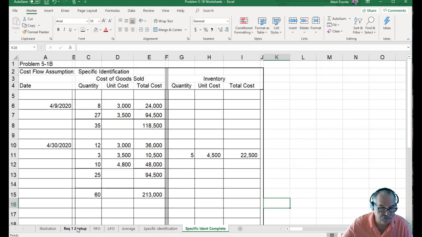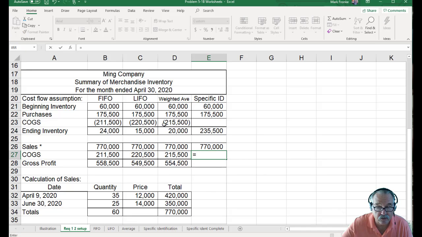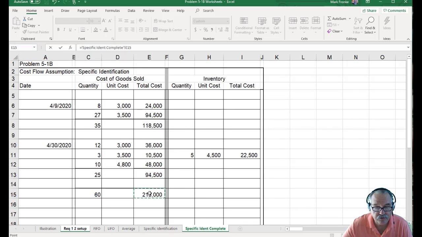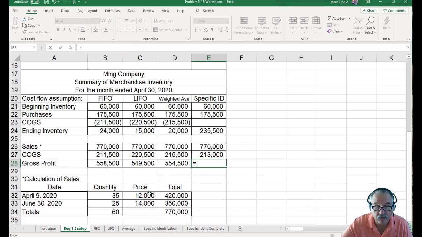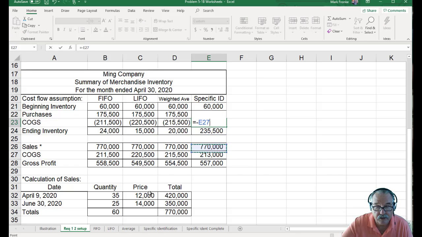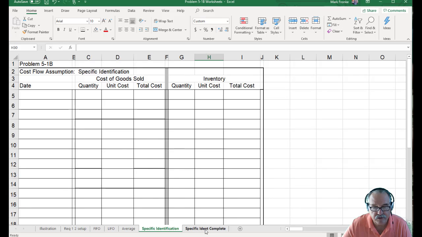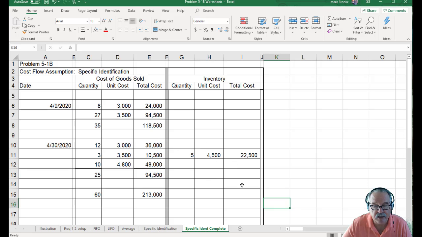We go to our summary schedule, and we had 60,000 at the beginning. We bought 175. Our cost of goods sold using a specific identification is 213. So our gross profit is 557,000, and our ending inventory is 22,500, which matches our schedule of 22,500 that we have in stock at the end of the month.